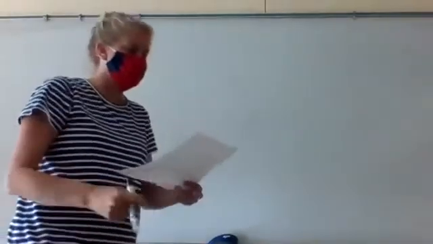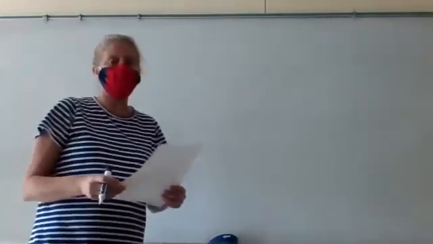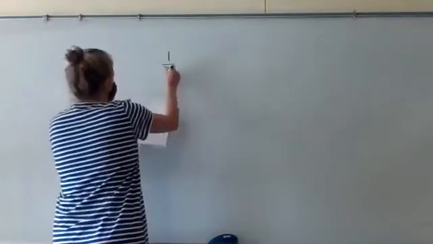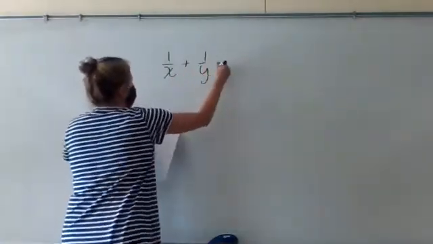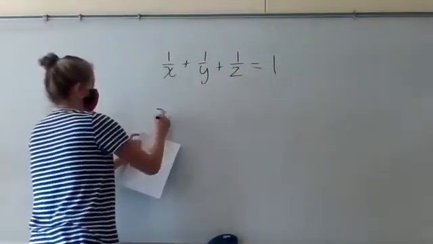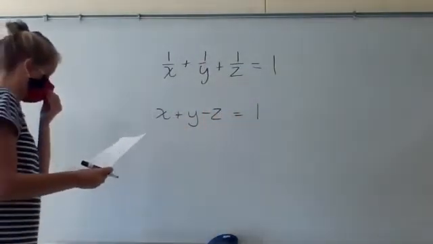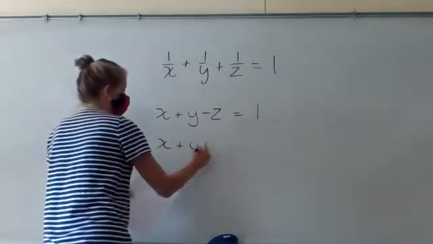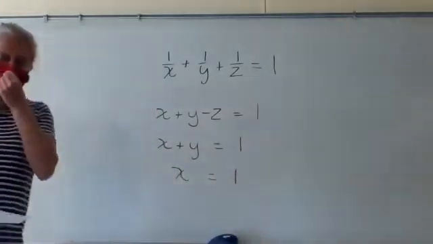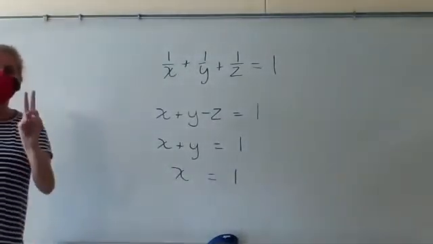Okay, number 5 says it's a multiple choice and it says choose from the list below the option that is an example of a linear equation in 3 variables. You've got 1 over x plus 1 over y plus 1 over z equals 1. X plus y minus z equals 1. X plus y equals 1. And x equals 1 as your 4 options. It just wants you to pick out the linear equation in 3 different variables.